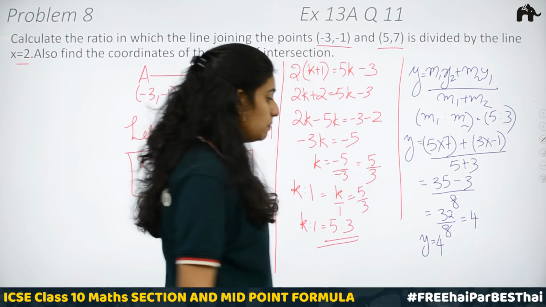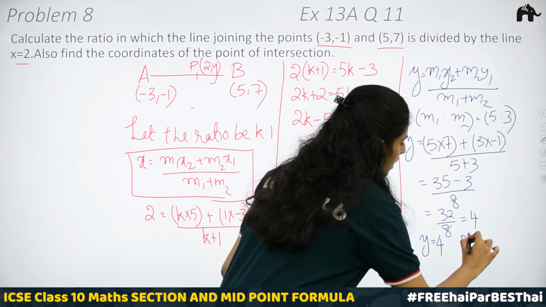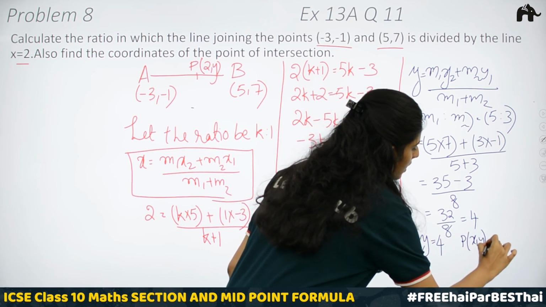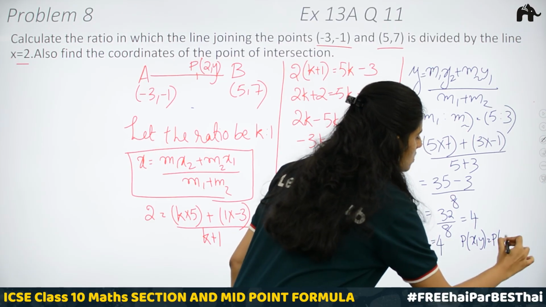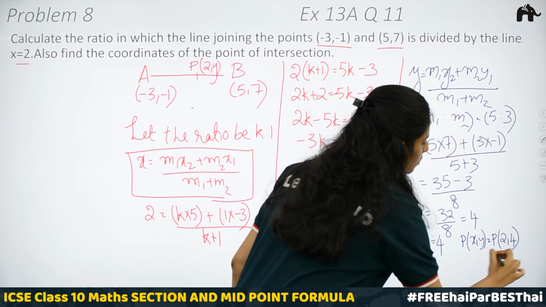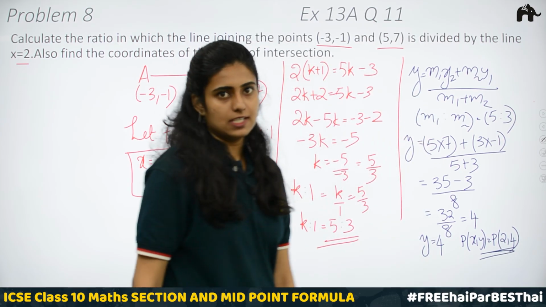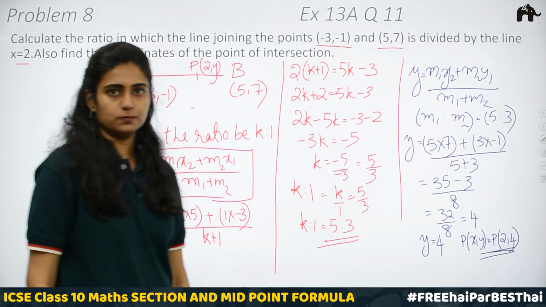For the point P (x, y), we get P, x coordinate 2, y coordinate 4. This is the point of intersection, P (2, 4).